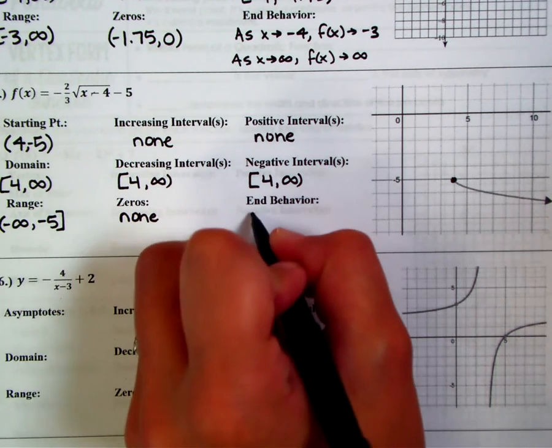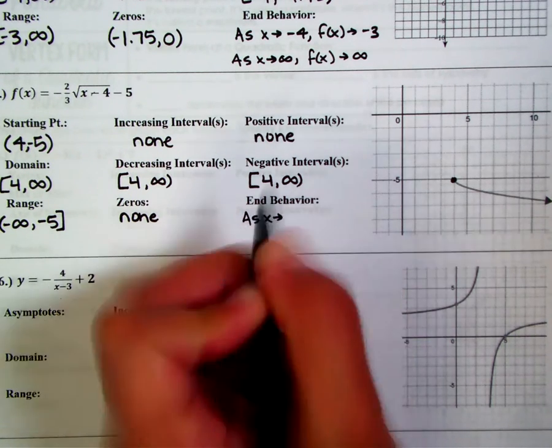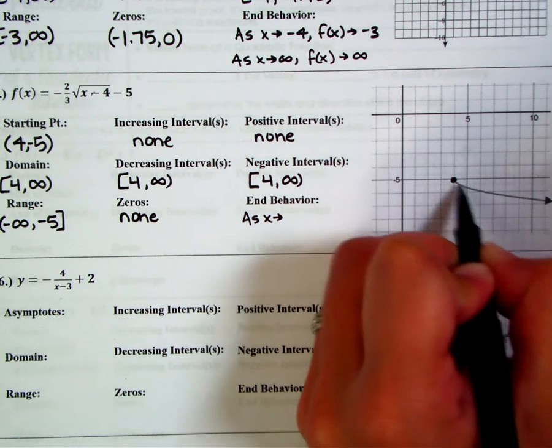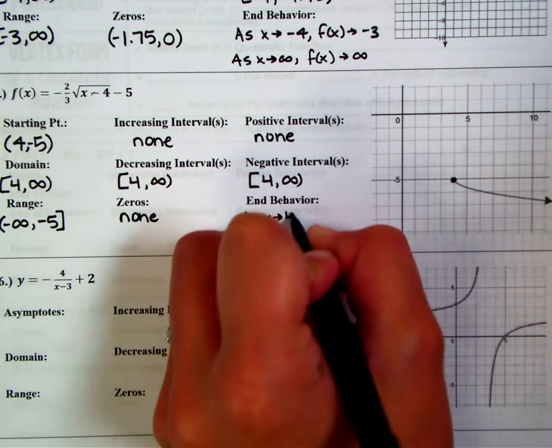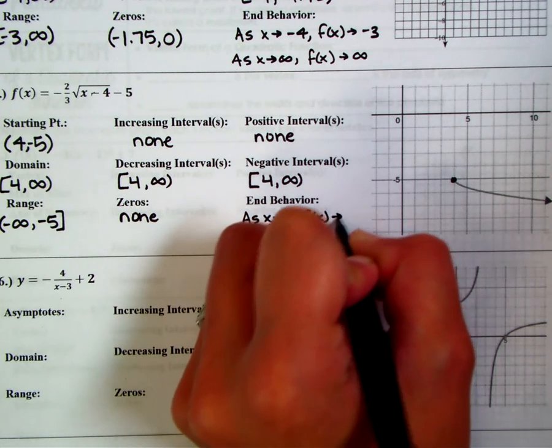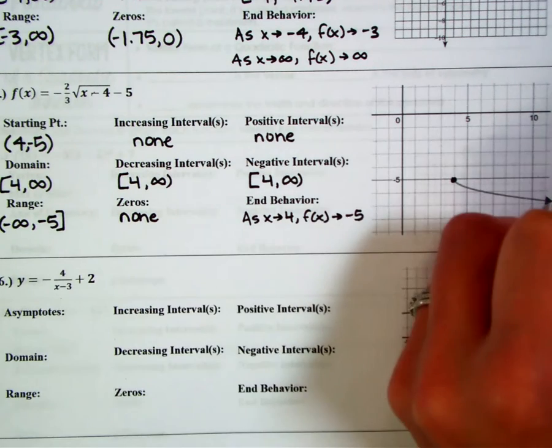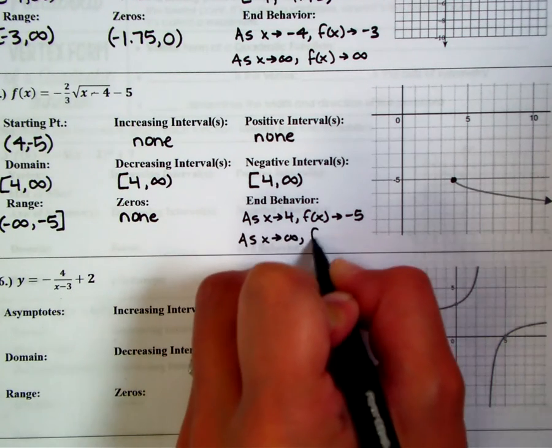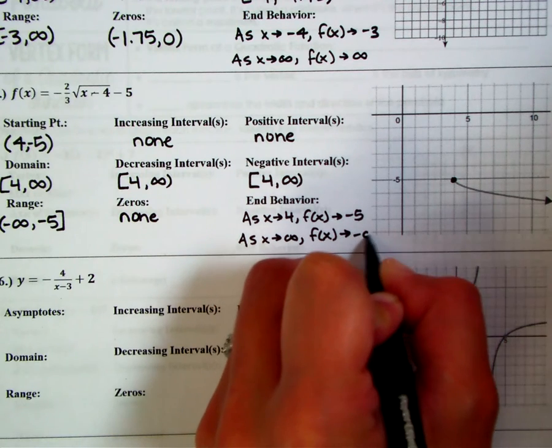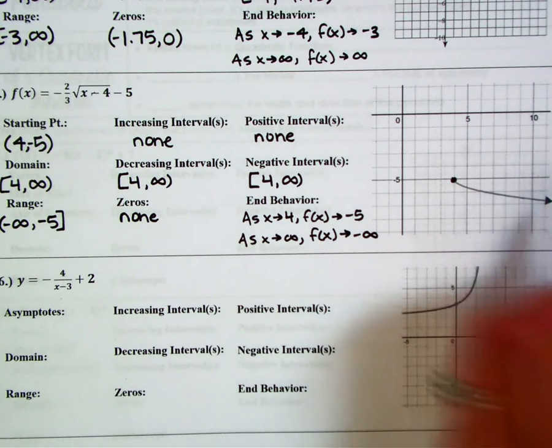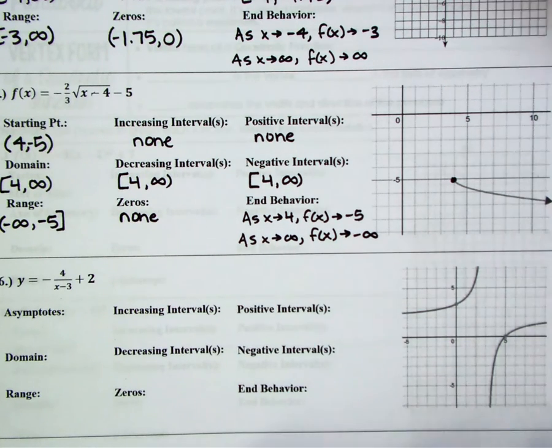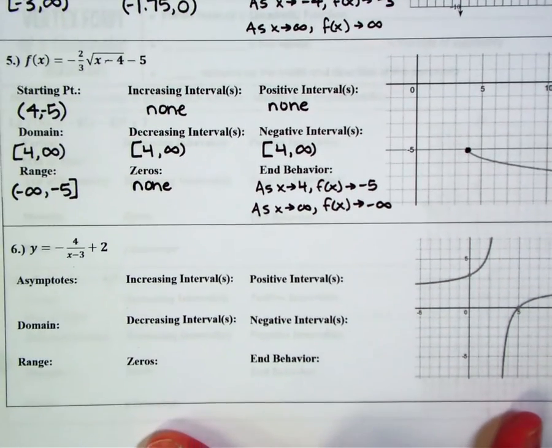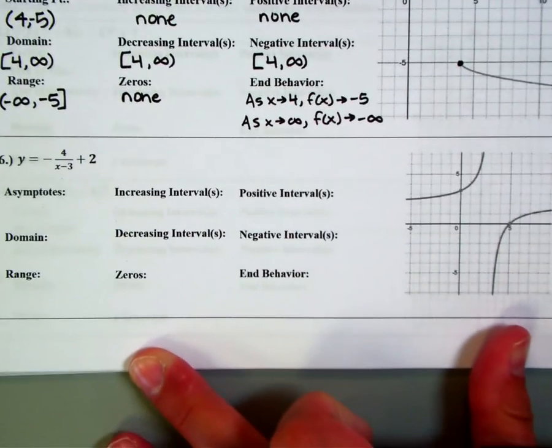And then my end behavior as x approaches, so this left side, as x approaches 4, f of x approaches -5. And on the right side, as x approaches positive infinity, f of x is approaching -infinity because that arrow is going down. So those are your two square root functions. We've practiced a lot with those characteristics.